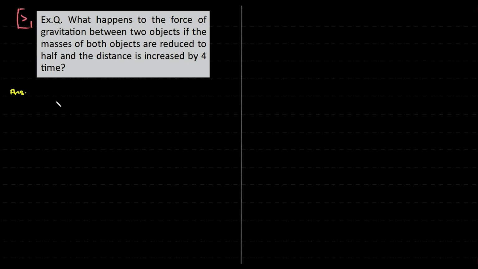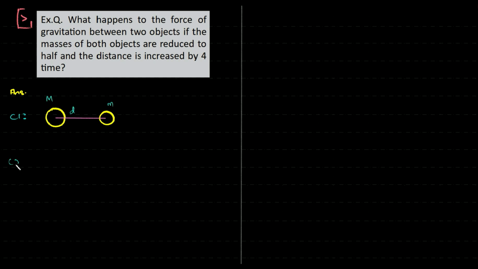Okay, I hope you guys tried it. So we are talking about what happens to the force of gravity between two objects if the masses of both the objects are reduced to half and the distance is increased by 4 times. So we have the masses reduced. So let me draw them big. And the distance is increased. So I'm keeping them close. This is the initial condition. So this is C1. Here the mass is say M, capital M, and D.